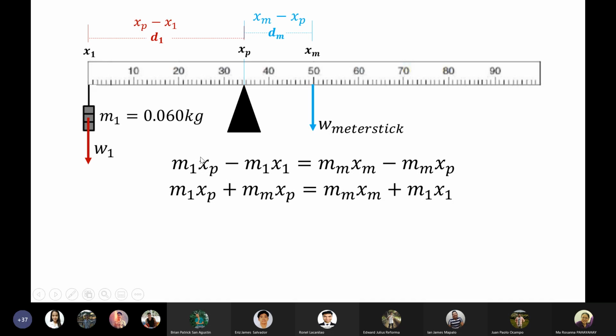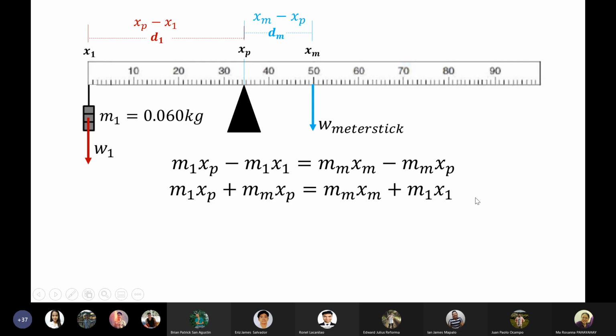Okay, so M1 XP, stay siya. Then yung M1 X1 on this side will go to the other side. So, it will become positive, which is this. Okay? And on the other side, lahat ng variables na walang XP. So, si mass ng meter stick times XM. Then, this one will be going to the other side. That's why it's positive. Okay?